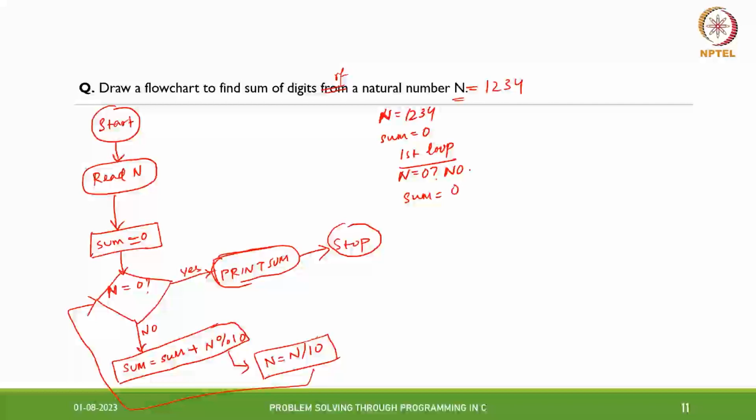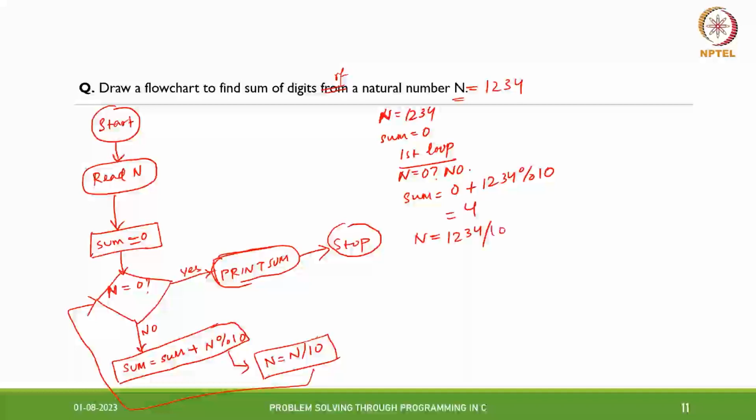So sum is 0 plus n percentage 10. n is 1 2 3 4, percentage 10, so this is 4. So 0 plus 4 is 4. Now n is a natural number, so it cannot have any digits after the decimal. So n was 1 2 3 4.